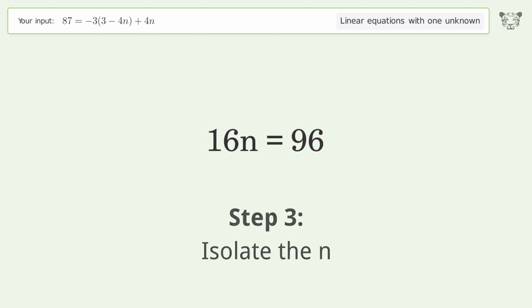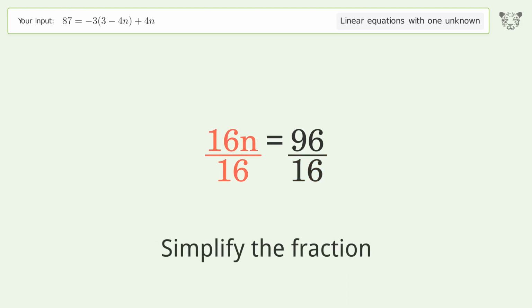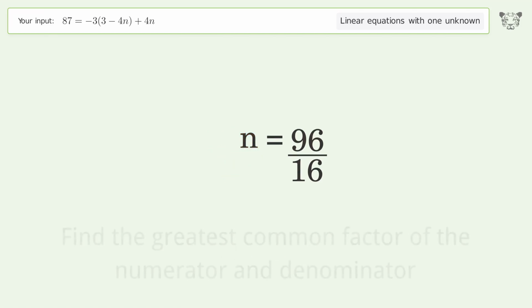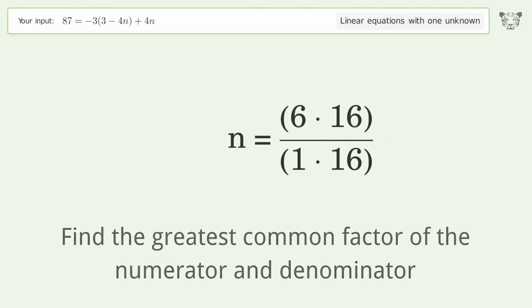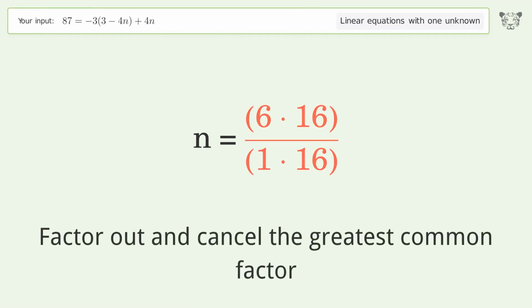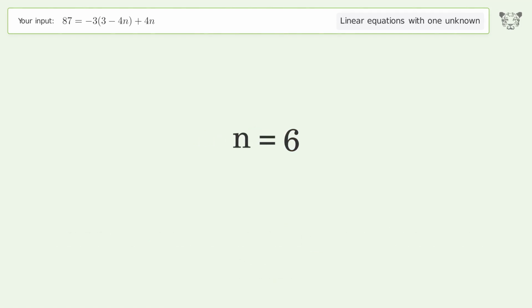Isolate the n. Divide both sides by 16. Simplify the fraction. Find the greatest common factor of the numerator and denominator. Factor out and cancel the greatest common factor. And so the final result is n equals 6.